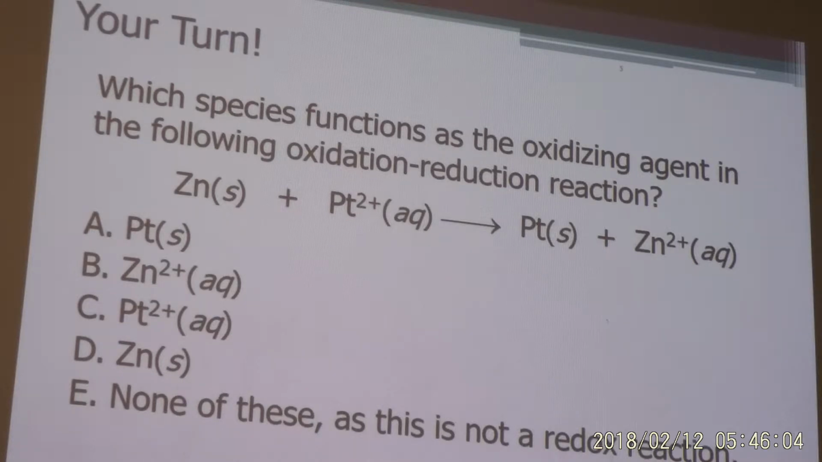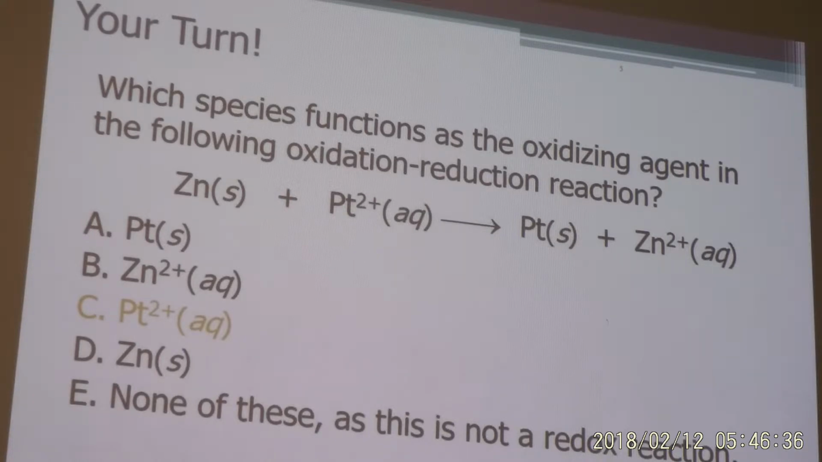So which one is it? Which one's the oxidizing agent? Let's see. Oh, it was C. So close. So the oxidizing agent was the component that was reduced. Is that true? Was platinum 2+ reduced here? No? Do I have it wrong? Why is it C? Wait, I'm confused.